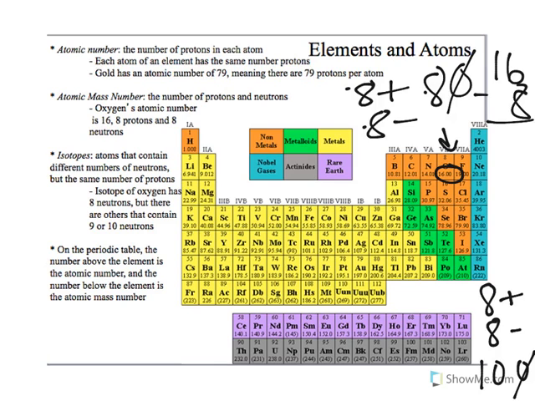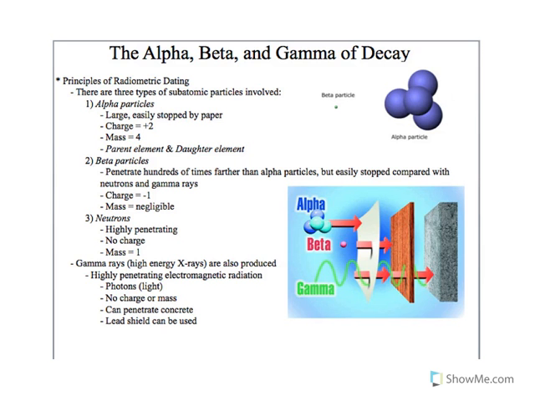Now, because it's not balanced, do you think this oxygen is happy? The answer is no. It is not happy. So what this oxygen atom is going to do is start kicking out particles, these subatomic particles, in order to become balanced. There are several different kinds of particles it kicks out: alpha, beta, and neutrons. The one we are interested in for geologic purposes is the alpha particles.